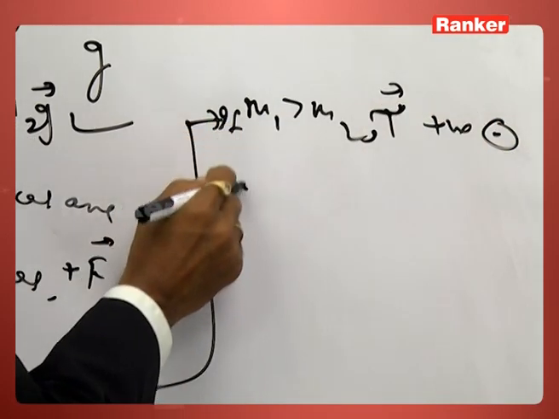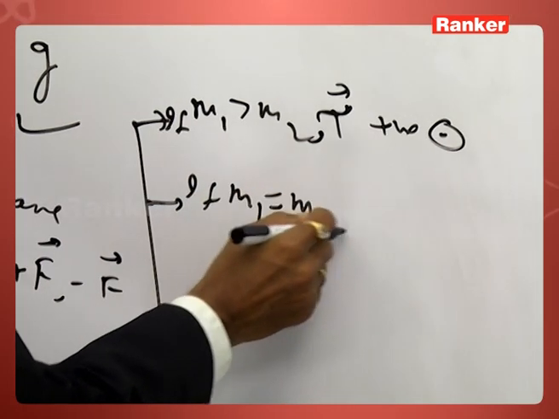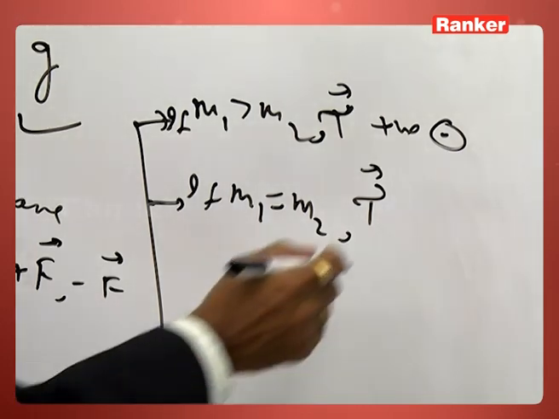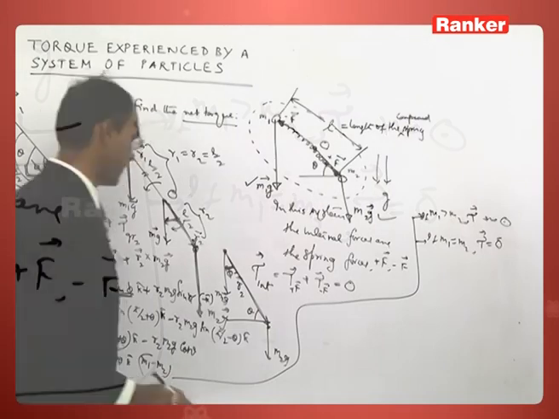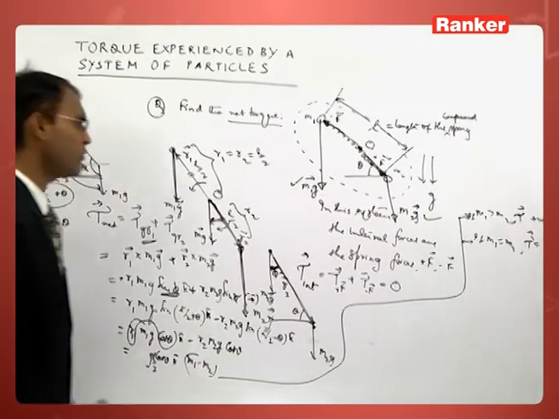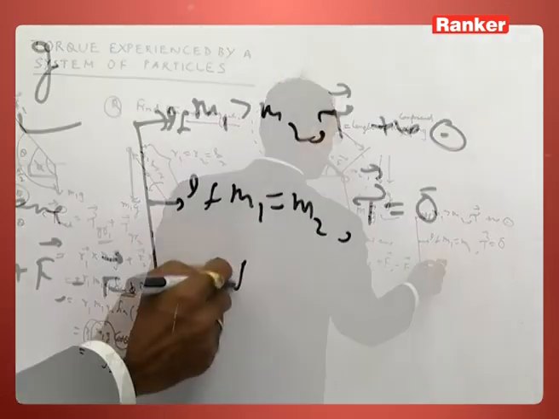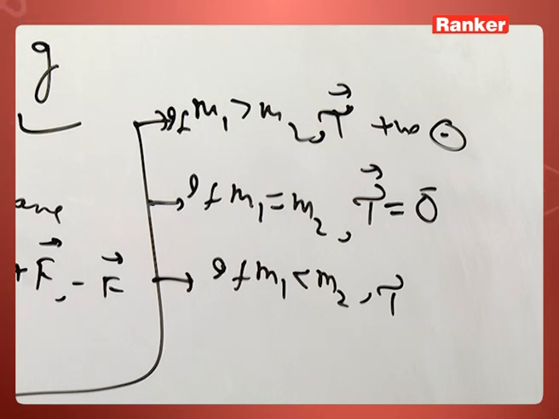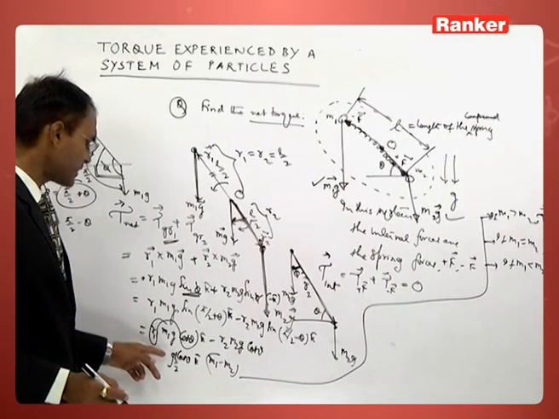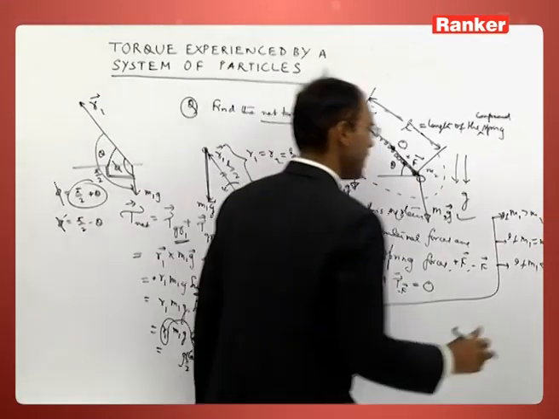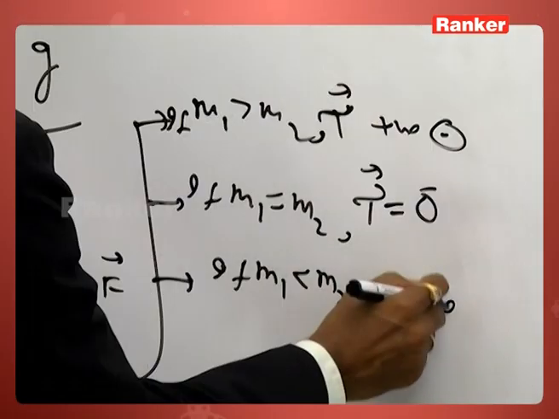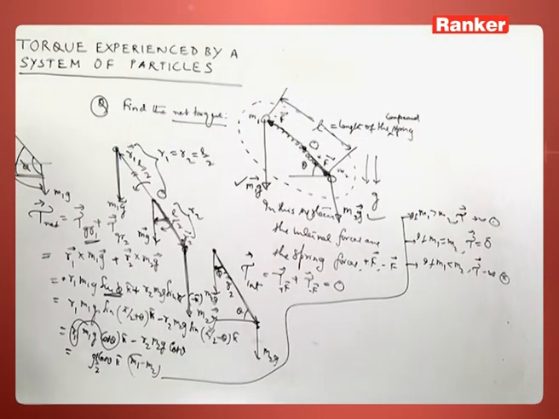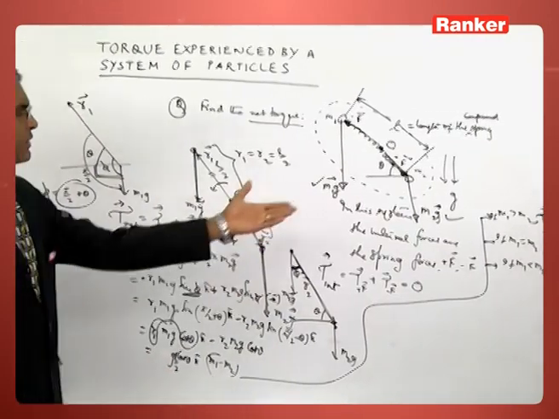And if these two masses are equal, this will vanish. We get no net torque. And if M1 is less than M2, this quantity becomes negative. So the net torque will be directed in the negative z direction. The torque is negative means it will be inward. So under three different conditions, we can get three different answers.